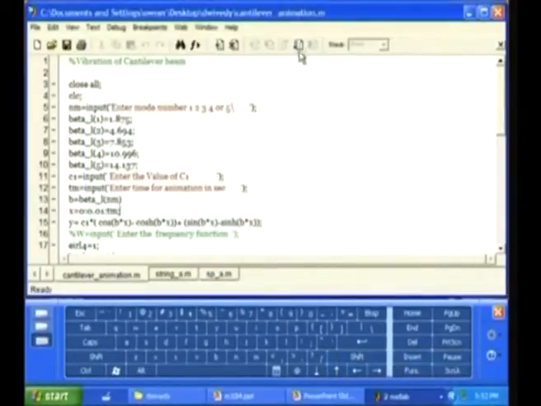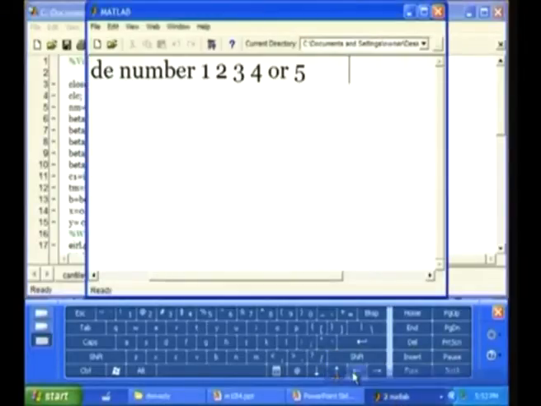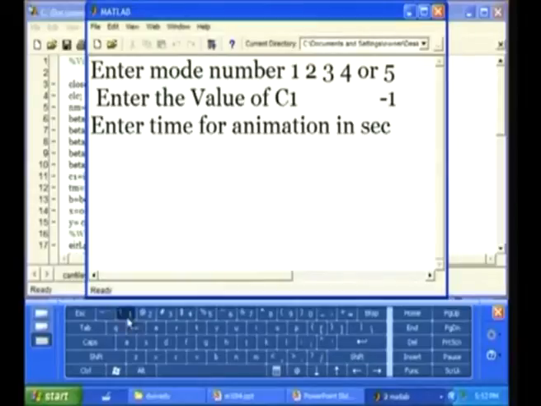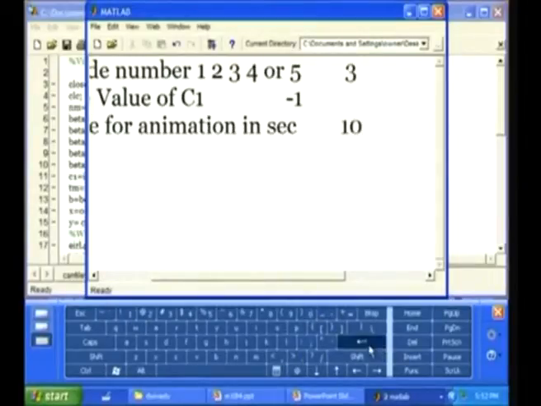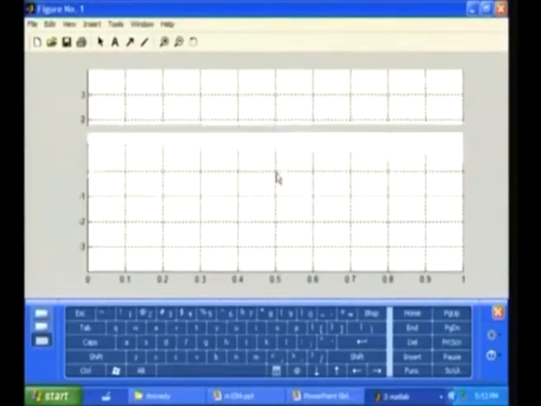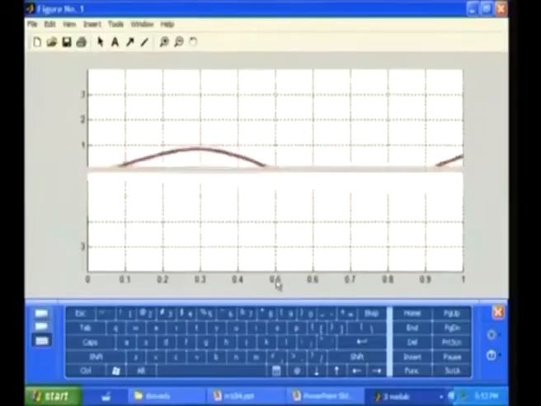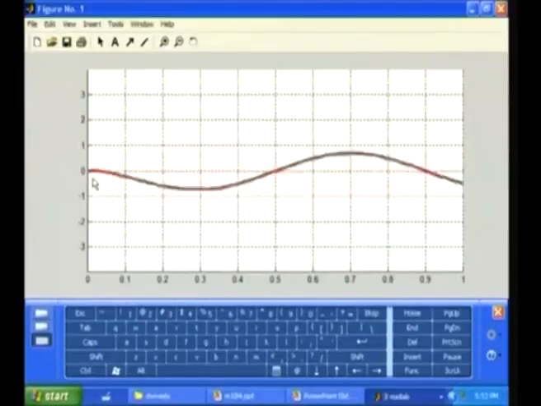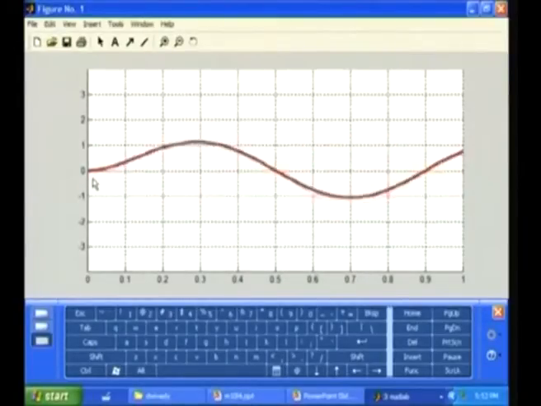So, let us see the third mode. In the third mode you will be able to see that there are 2 different nodes present. Let us simulate it for 10 seconds and see. Note that there are 2 points at which there is no vibration, that is at 0.5 and at 0.9, and at the fixed end the slope is equal to 0.